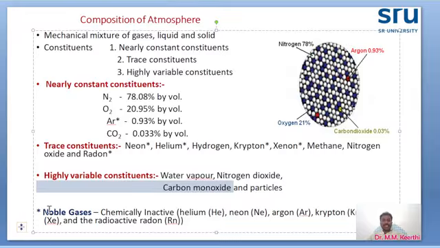Okay. The next group is called the noble gases. These gases are chemically inactive. What are the gases? Helium, neon, argon, krypton, xenon, and radioactive radon.